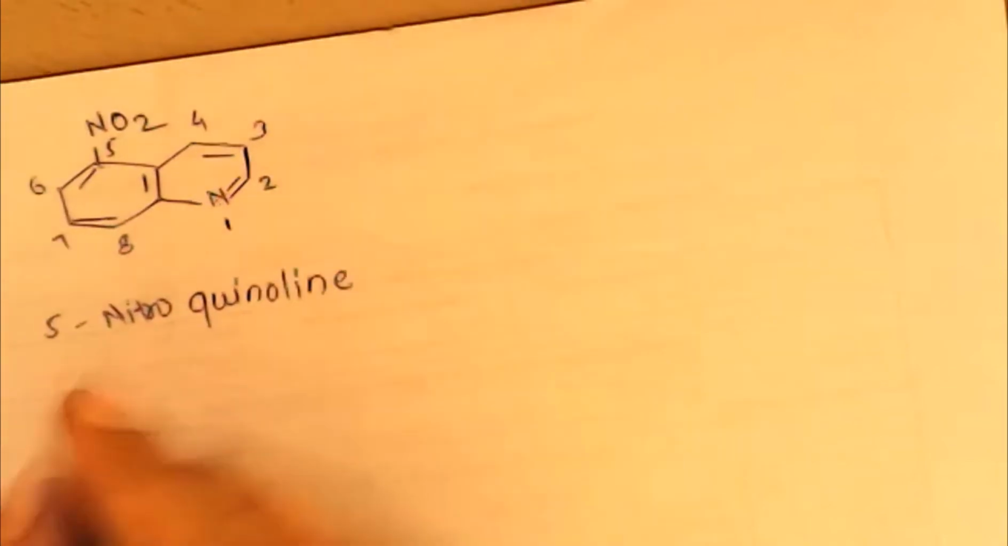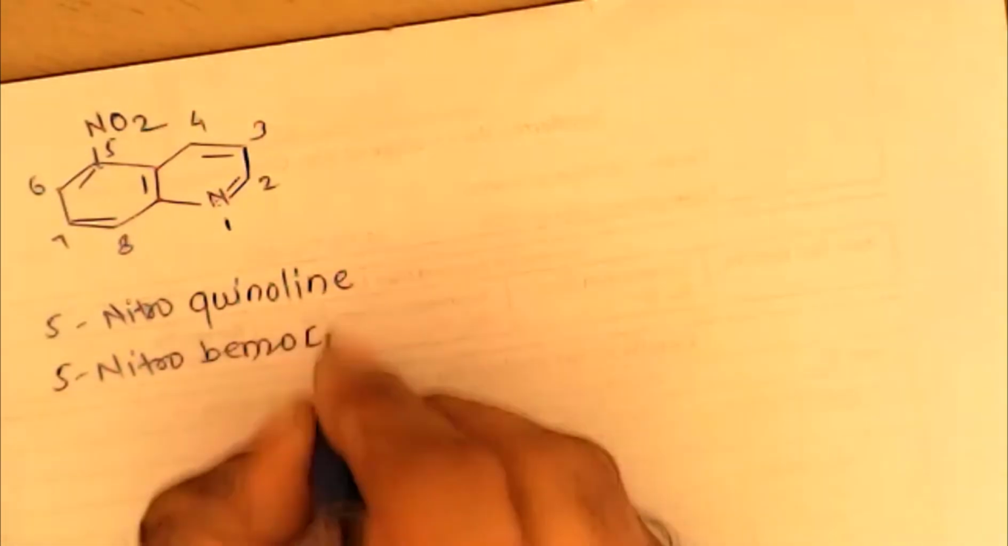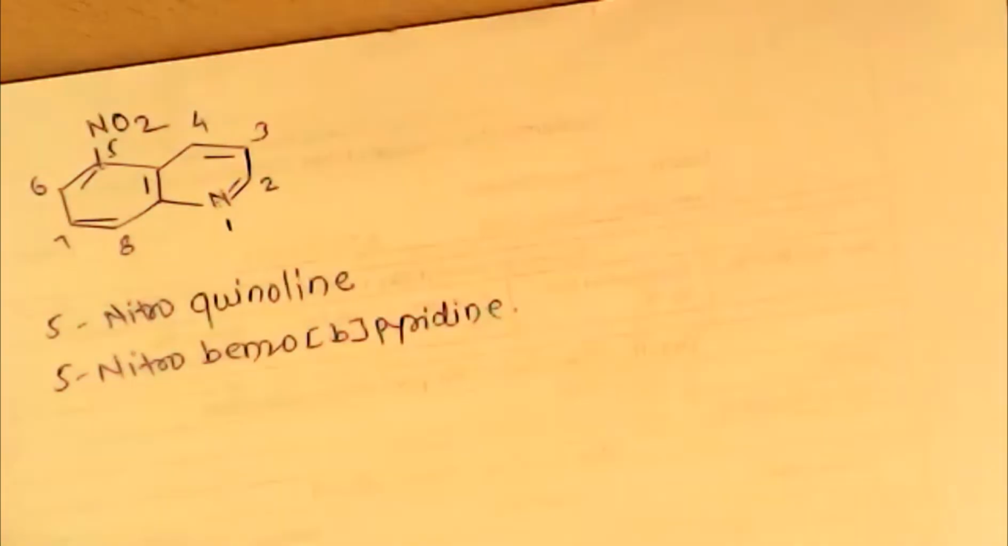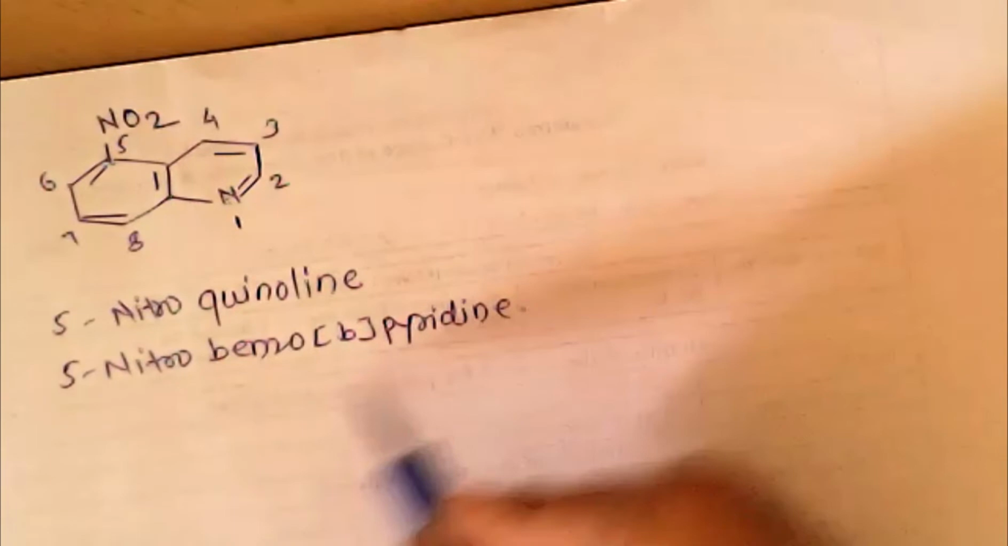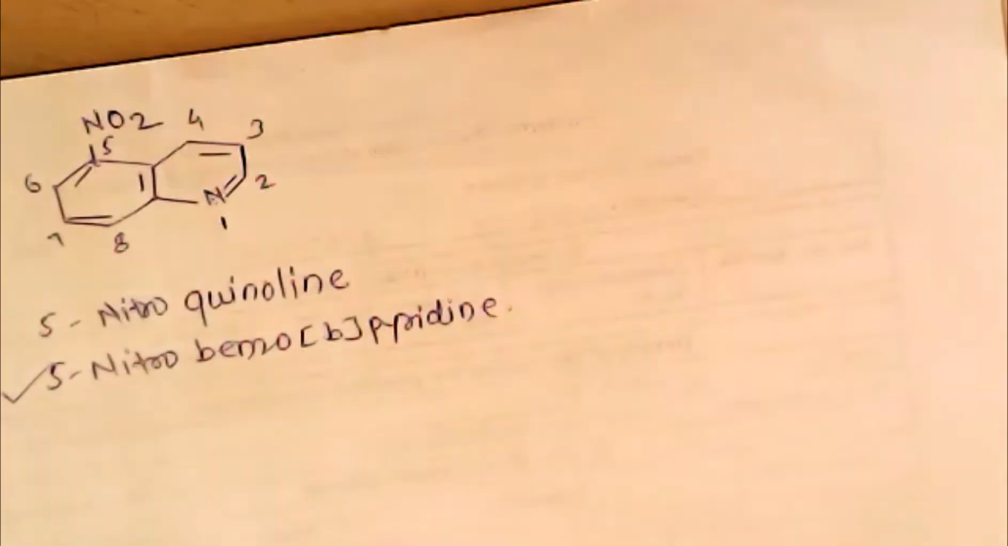Okay. Or maybe it is called 5 nitro benzo B pyridine. Both names are the same. Understood? This is the correct name. That is the IUPAC name of this compound, that is 5 nitro benzo B pyridine. Okay. So keep the parent in mind. What is quinoline called in IUPAC? Benzo B pyridine. So this name should be in your memory.